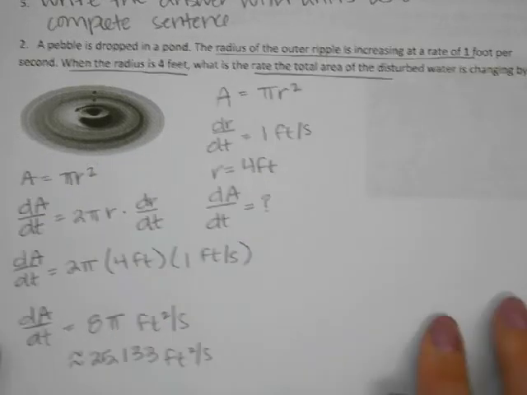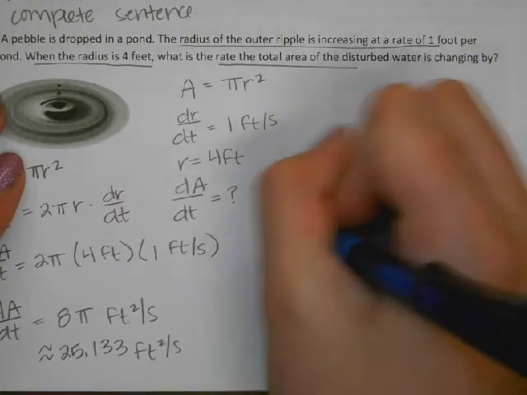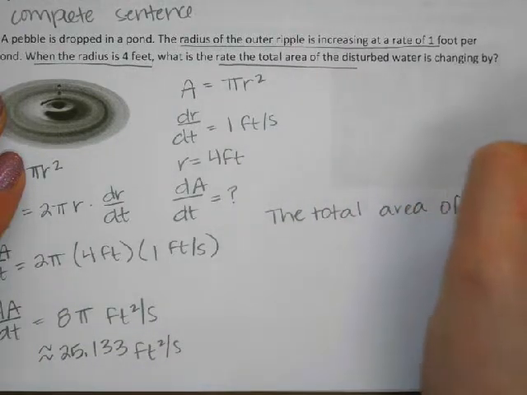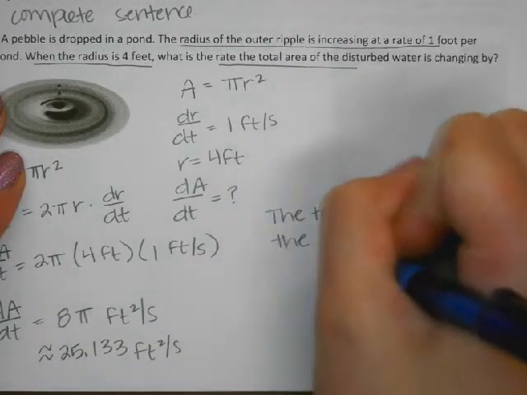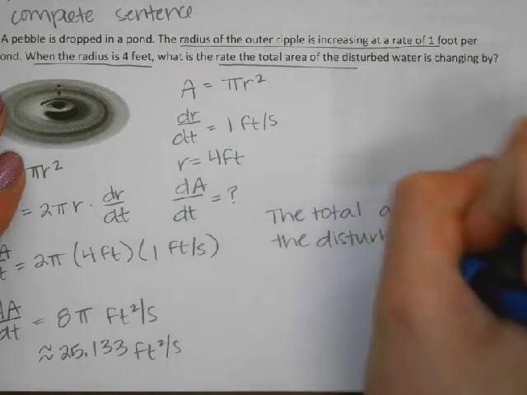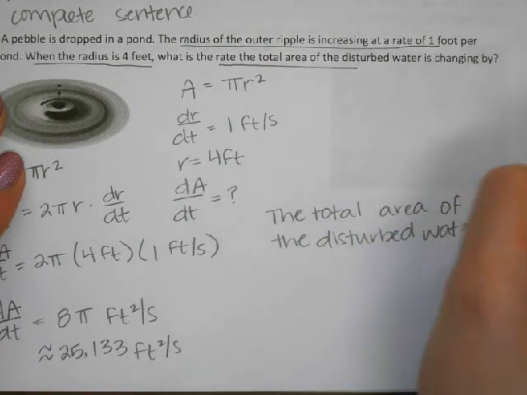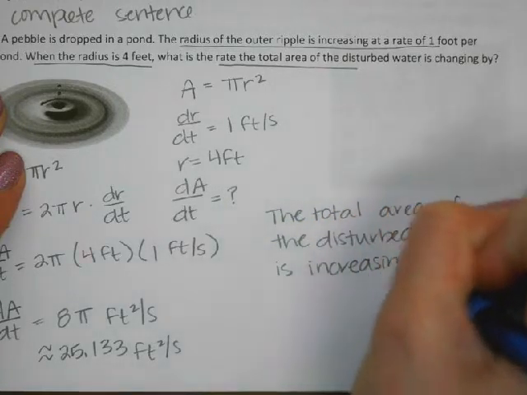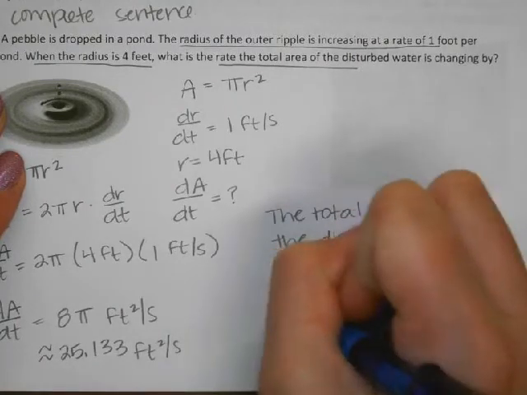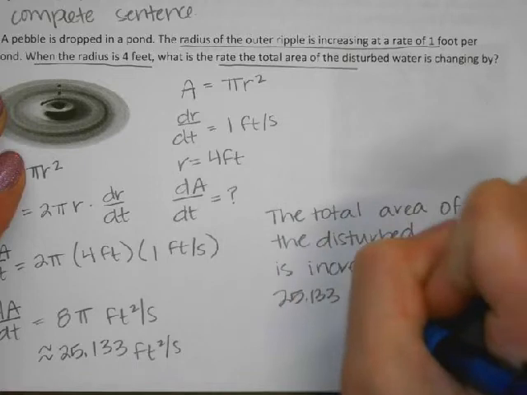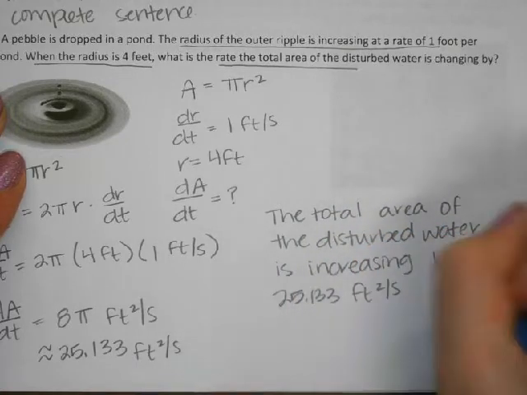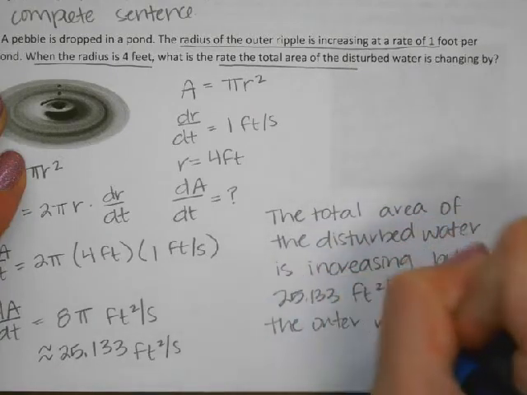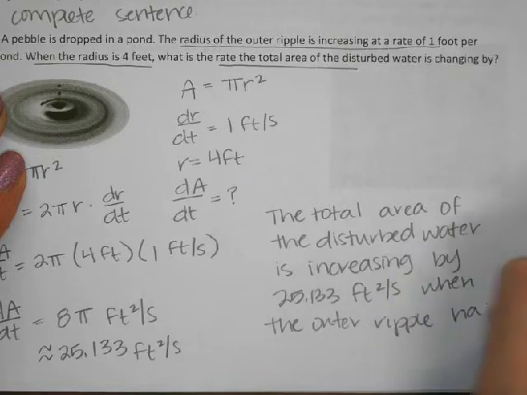All right, so the total area of the disturbed water is increasing by 25.133 feet squared per second when the outer ripple has a radius of 4 feet.